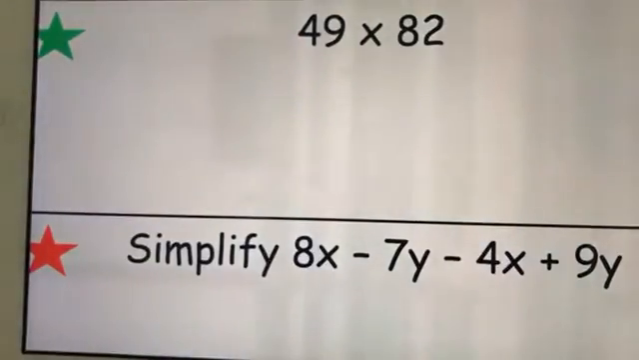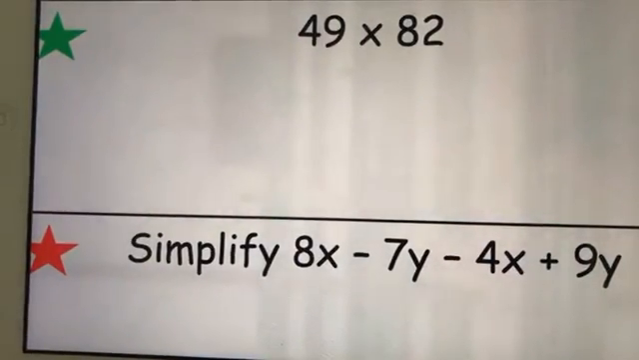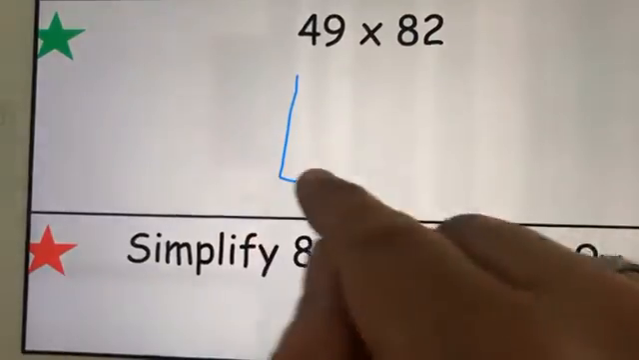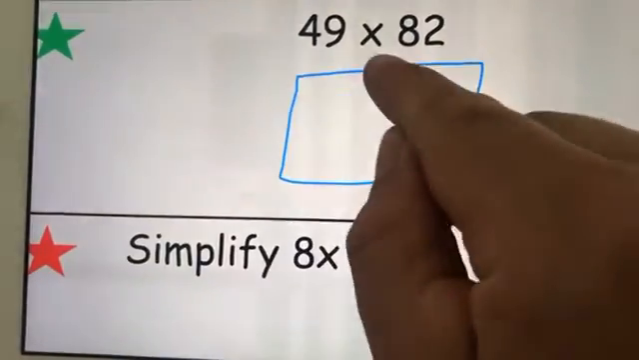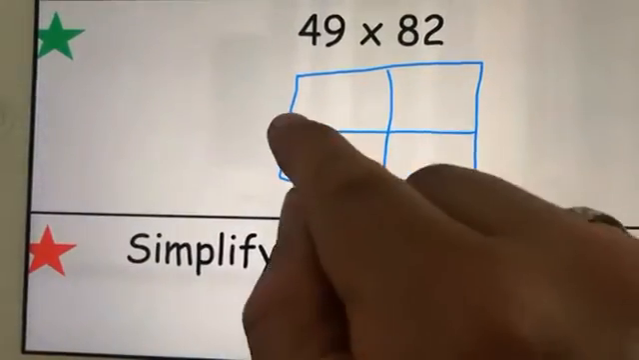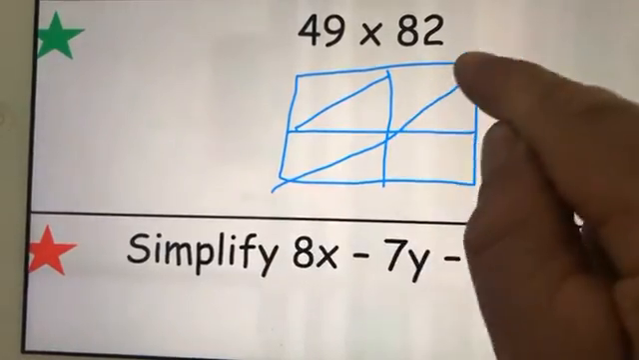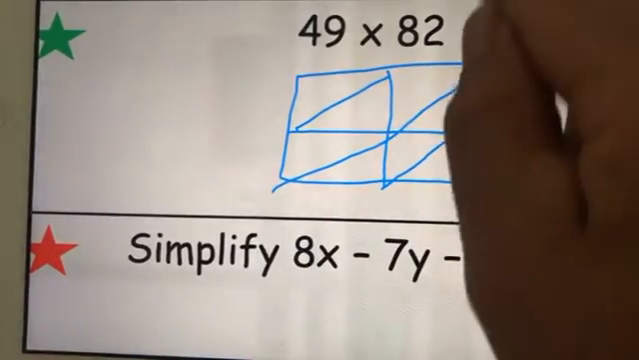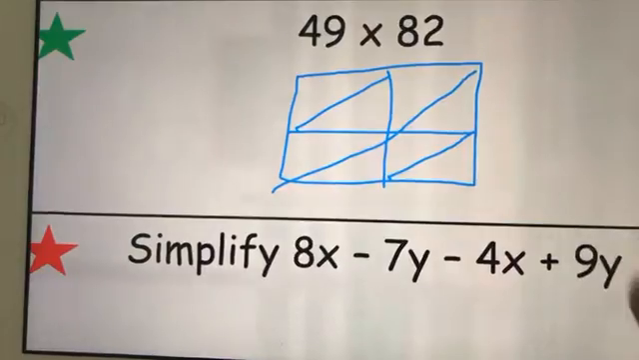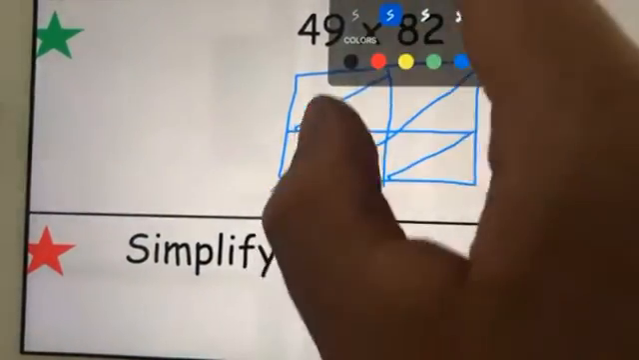49 times 82. Again, I don't mind what method you use. It's totally up to you. I like this grid method only because it makes it easy to not make mistakes. That's the important bit with multiplying, is you don't make silly mistakes, because I know how easy lots of you find it.